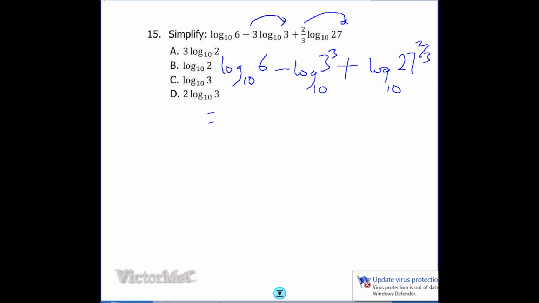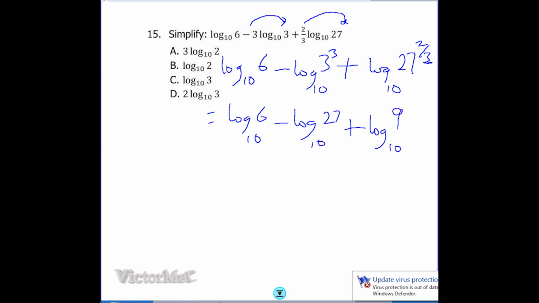Log 6 base 10. 3 raised to the power 3 is 27. So we have base 10. Now, the 27 raised to the power 2 over 3. The 3 here serves as the cube root of 27. So what's the cube root of 27? That's 3. And then the power 2. That gives us 3 raised to the power 2, which is 9. So I'm going to change this to 9.